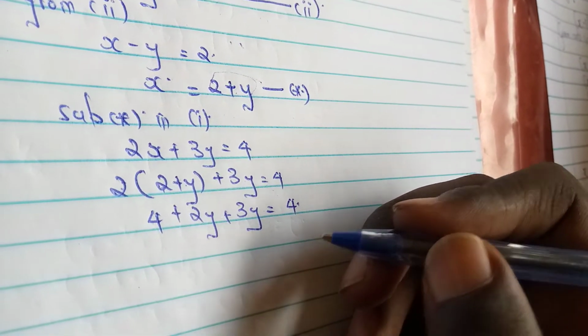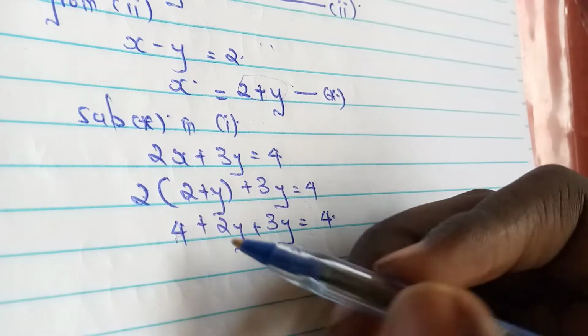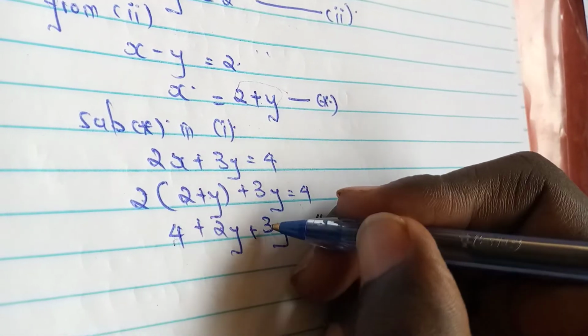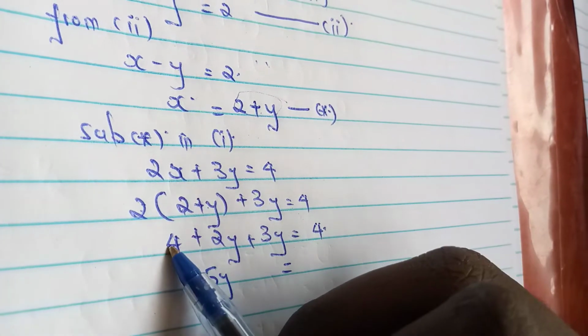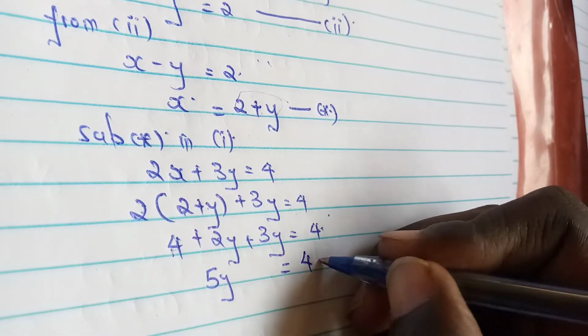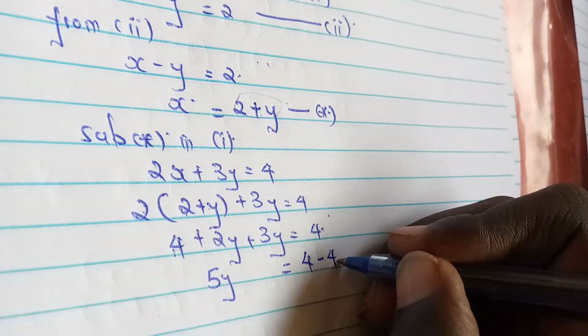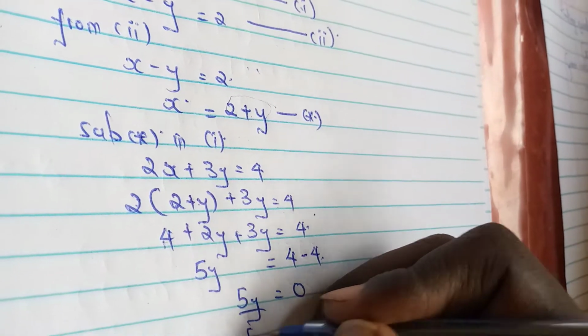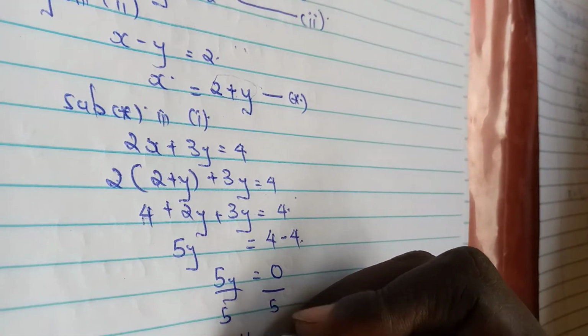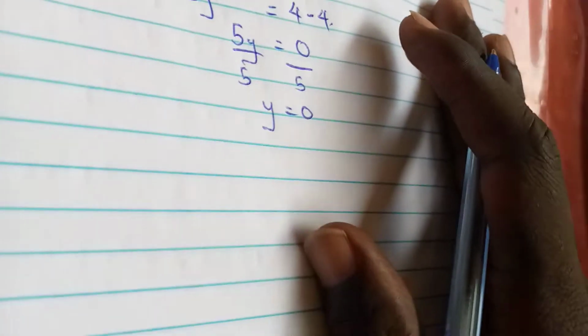So what do we remain with here? We move this 4 this side and add the like terms. So 2y plus 3y is 5y. We are collecting like terms, and when 4 crosses the equal sign, it's a positive, so it becomes a minus. So 5y equals to 4 minus 4, which is 0. Divide by 5, divide by 5. So our y will be equal to 0.